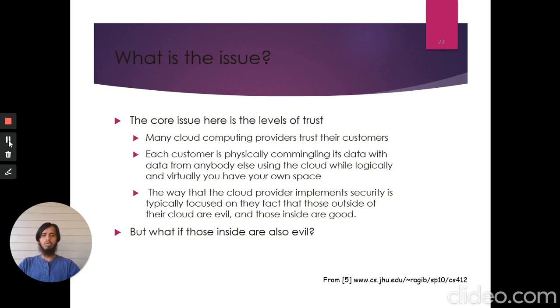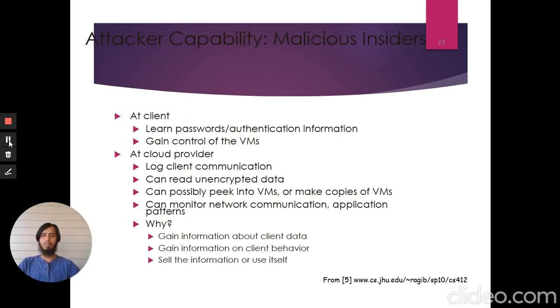So what is the issue now? The core issue here is the level of trust. Many cloud computing providers trust their customers. So when they have the trust, they need to maintain the confidentiality, integrity, and availability of the client's data. But what if those inside are also evil? We can trust the people inside our company to a greater extent as friends, and outsiders as enemies. If the insider becomes evil, then what are the steps that we need to take here?